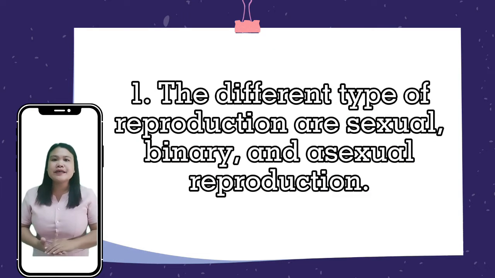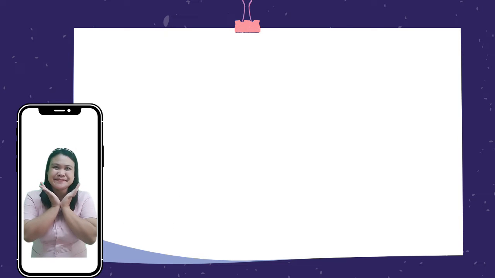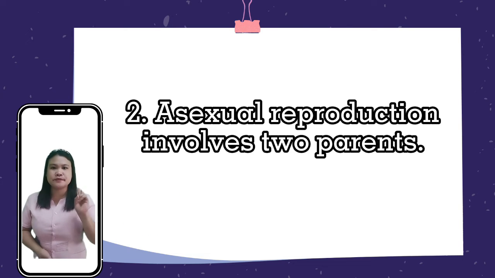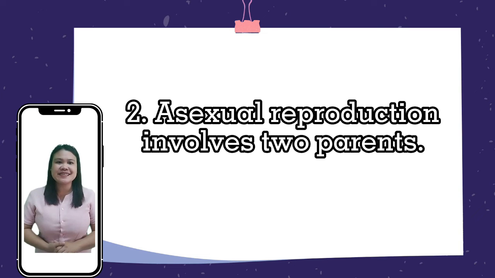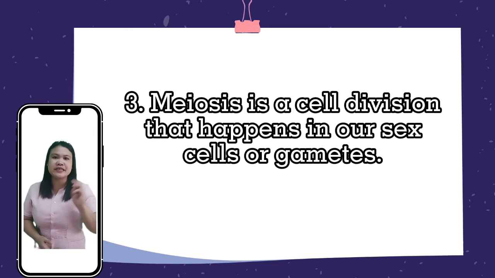Number 1. The different types of reproduction are sexual, binary, and asexual reproduction. The answer is a happy face. Number 2. Asexual reproduction involves two parents. The answer is a sad face.